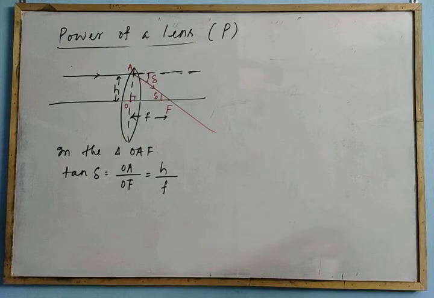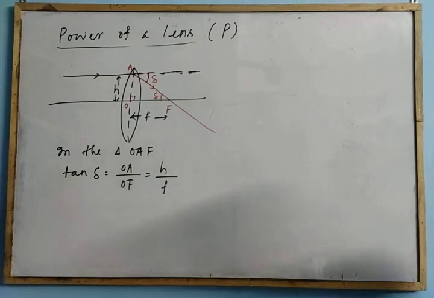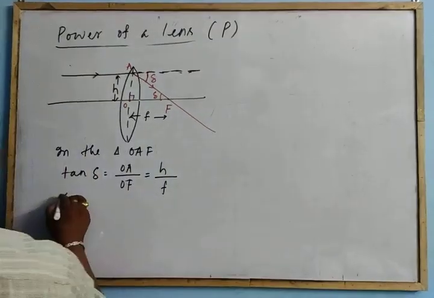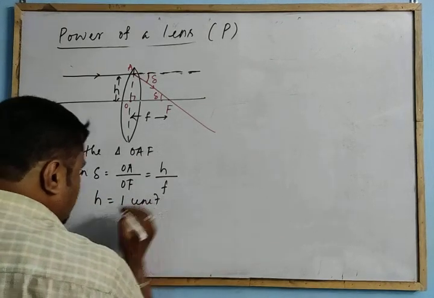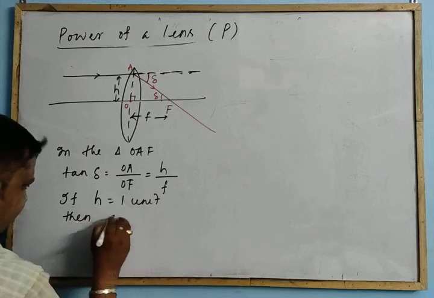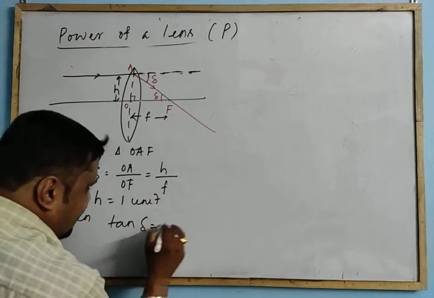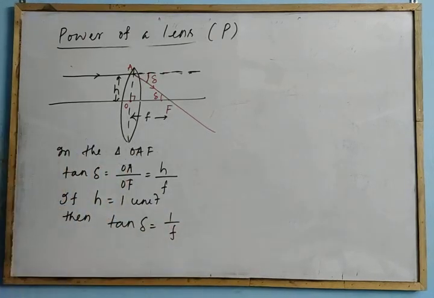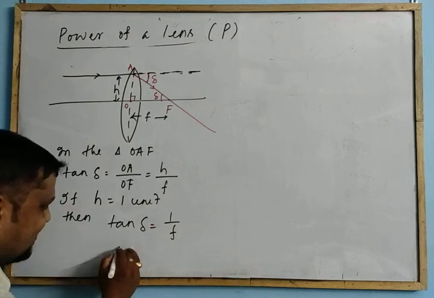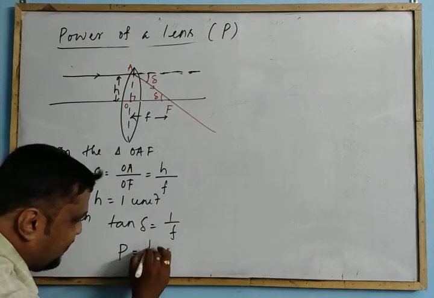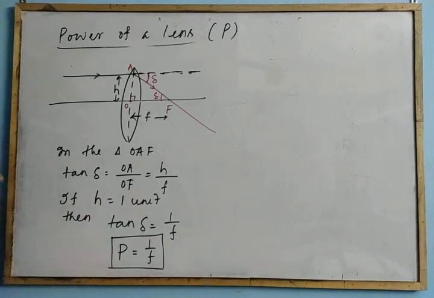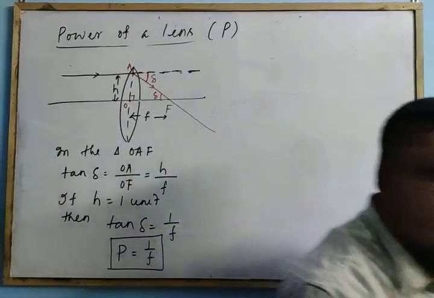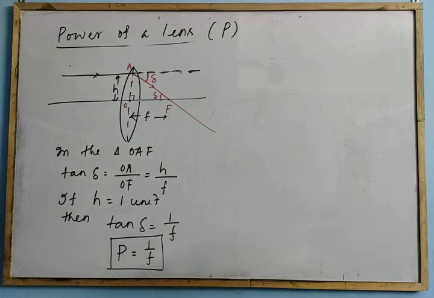Clear? Then if h is equal to 1 unit, then tan delta is equal to 1 by f. This tan delta is nothing but your power, which is equal to 1 by f. This is called the power of the lens, and it is converging.